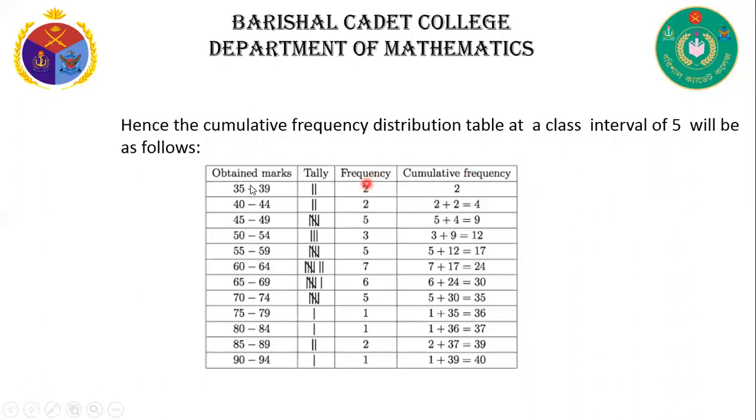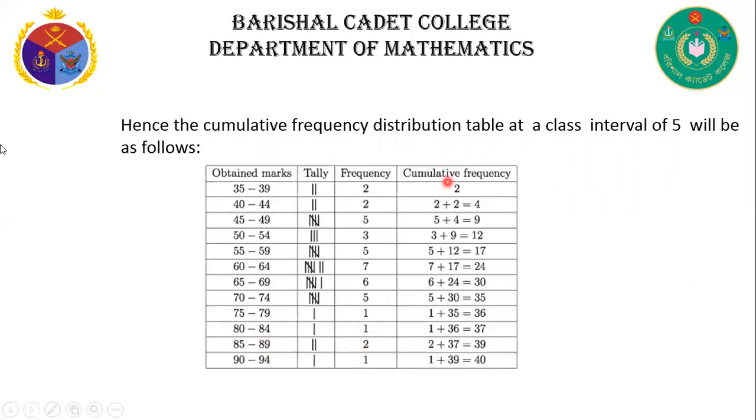So the cumulative frequency is 2. And 40 to 44: within this range, the frequency is 2. And 45 to 49, the frequency is 5. And 50 to 54, the frequency is 3. 55 to 59, frequency 5. 60 to 64, frequency 7. 65 to 69, frequency 6. In the same way, we can write the remaining numbers.